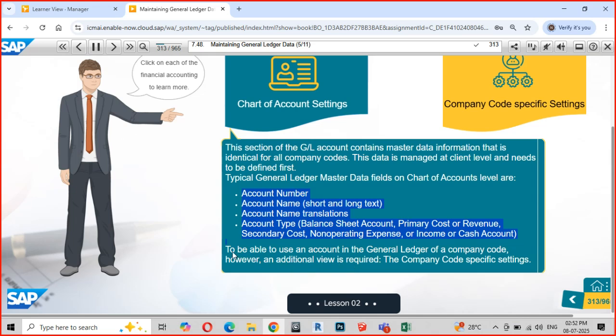but you should be very aware that to be able to use an account in the general ledger of a company code, the company code specific settings along with the chart of accounts settings are necessary. So for the company code to transact using a specific general ledger account, the account must be available at both your chart of accounts level and your company code level. Clear?